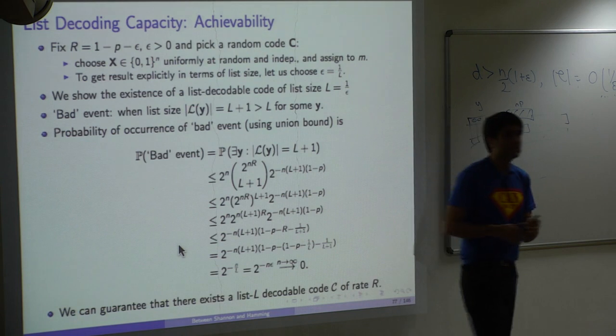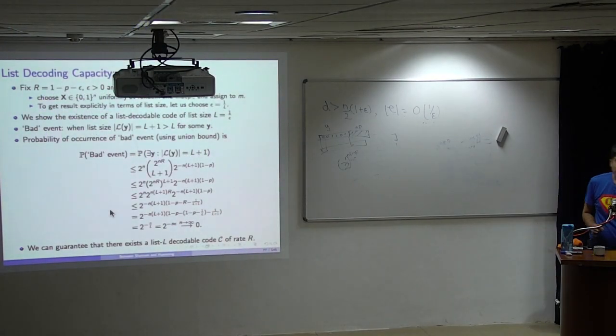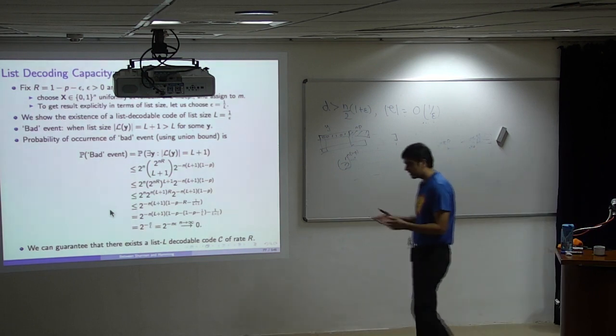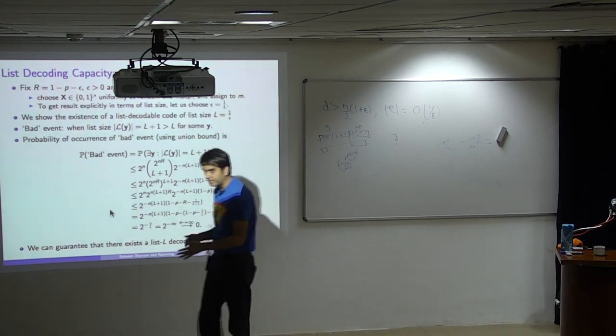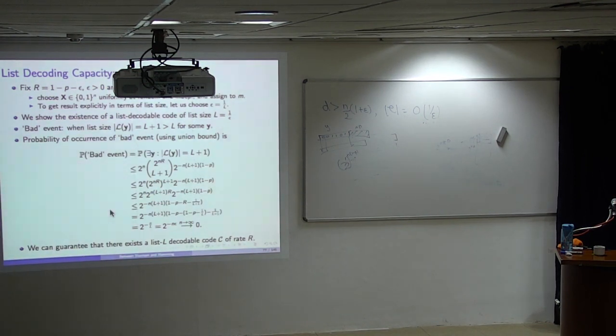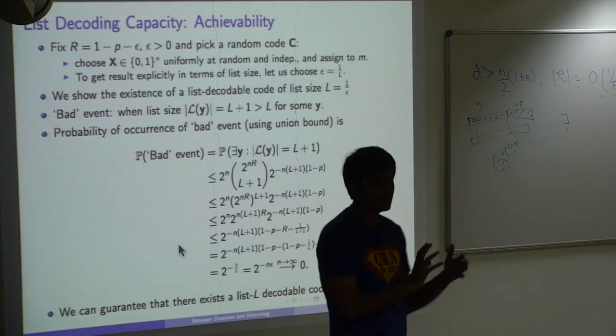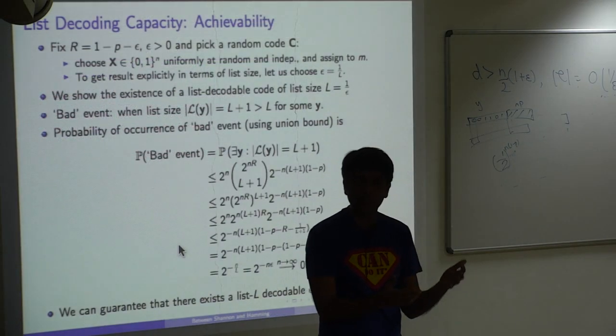So this basically says that if you've chosen your rate at the Shannon rate, then you can get a code basically matching the Shannon rate, which doesn't guarantee unique decodability, but is not too far away from it. There aren't too many potential confusing things.